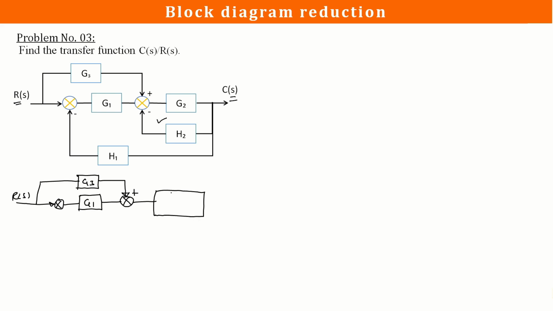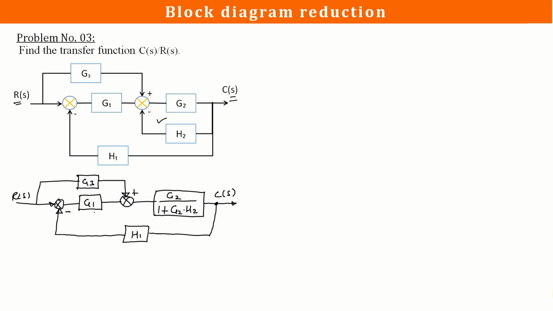So it will be G2 upon 1, and now the feedback signal is negative, so it will be positive here, G2 into H2, and after that we have the output signal as C of S. Now this output is sensed by feedback signal H1, and it will end on this summing point with a negative signal value. So we have reduced this block diagram.